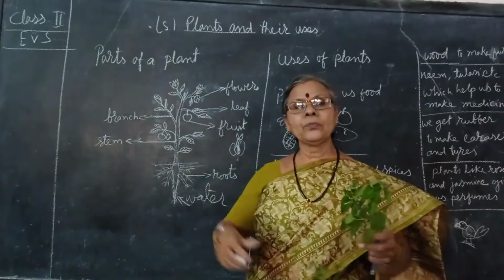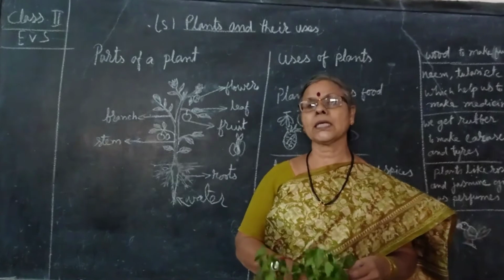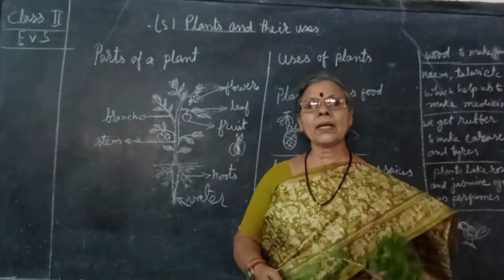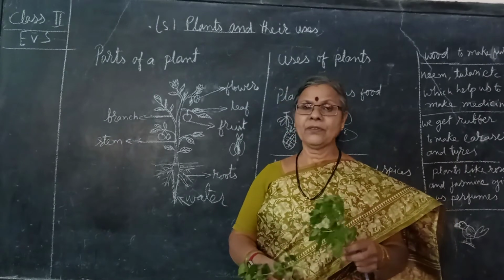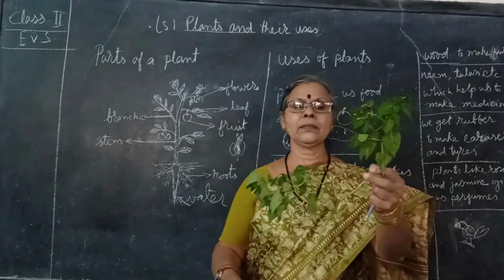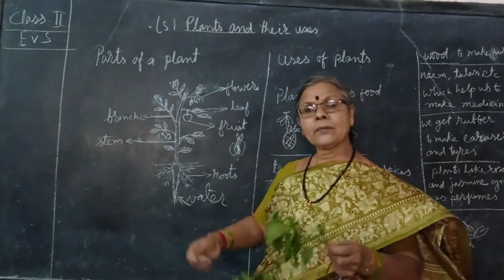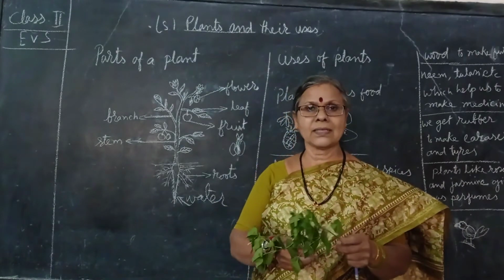Isn't it? You might have seen big trees. Very big plants are called trees. Those trees have how many branches? Many branches are there. So even the small plant also has branches. So we will get many fruits and flowers, isn't it?